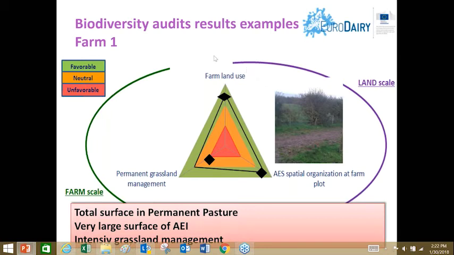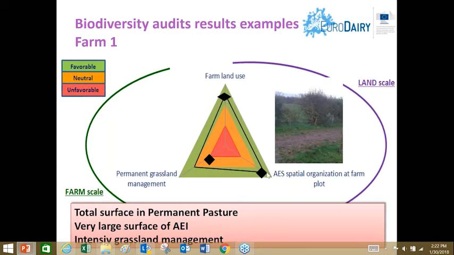Actually, on this farm, the farmland use was very favorable to biodiversity because 100% of the farm was in permanent pasture. You would say a permanent pasture is not like a mosaic diversity because it's just one crop, but it has been demonstrated that permanent pasture is as good as a very diverse mosaic landscape. So that is favorable for biodiversity anyway.